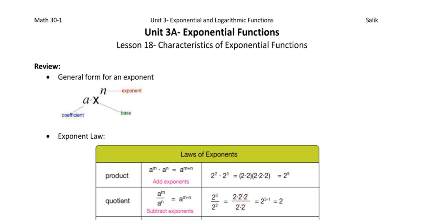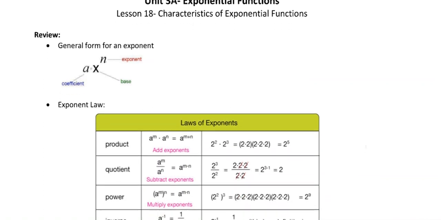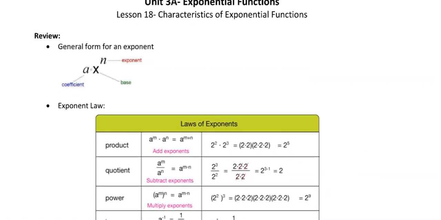Okay, so lesson 18. We're getting into exponential functions now. You guys haven't really seen a lot of these. In general, here's the form. It's going to be some number, and then times the base, and then the exponent, right? So this is just generally how exponents work for us.